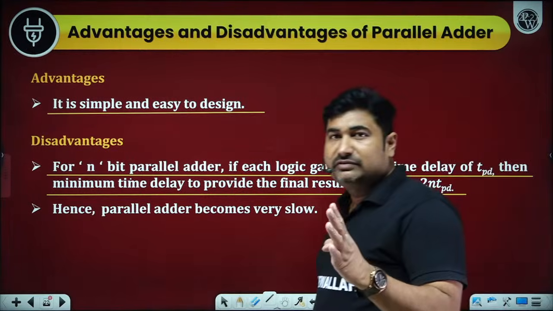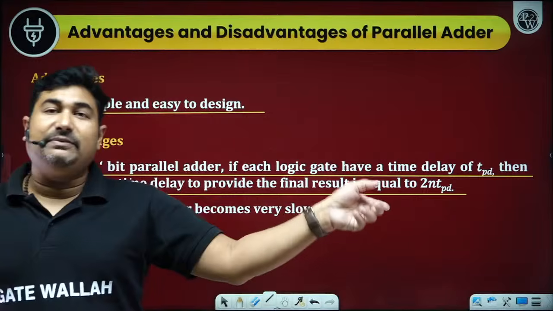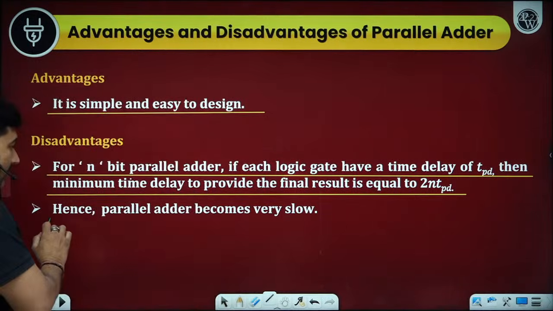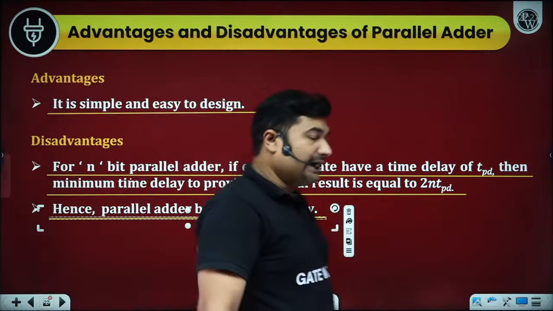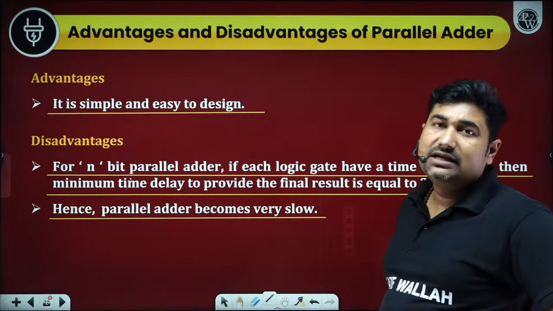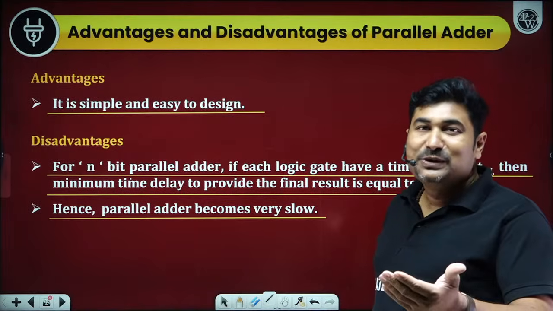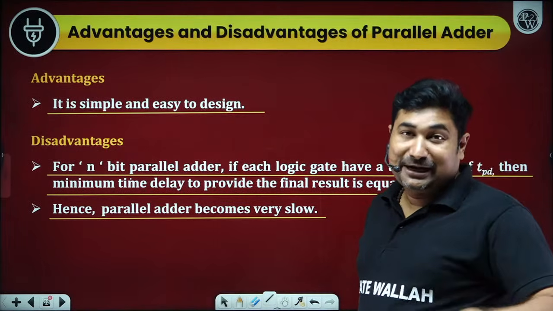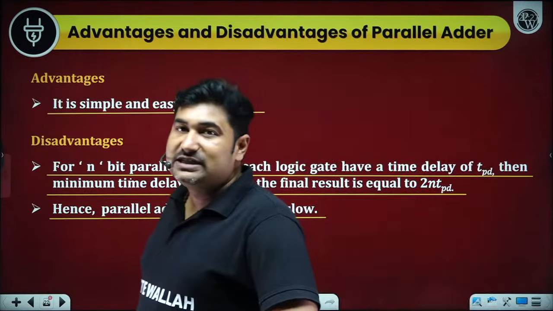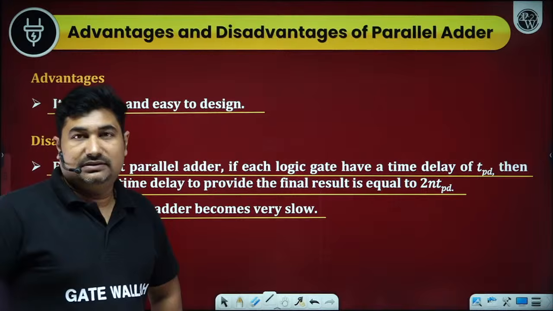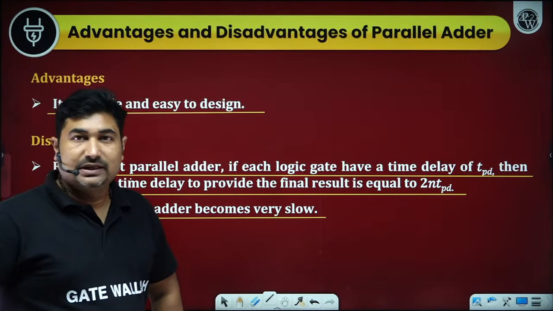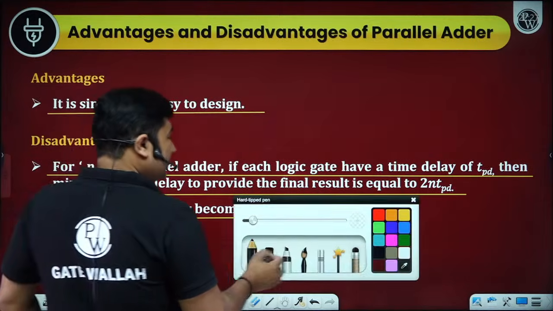We have observed for 4 bit we required 8 TPD time. Is it okay? Yes, sir. And that makes the adder very slow. So hence the parallel adder is very slow compared to the carry look ahead adder, we can say. And also the addition time varies with the number of inputs as well as the input data. So addition time varies with input data.